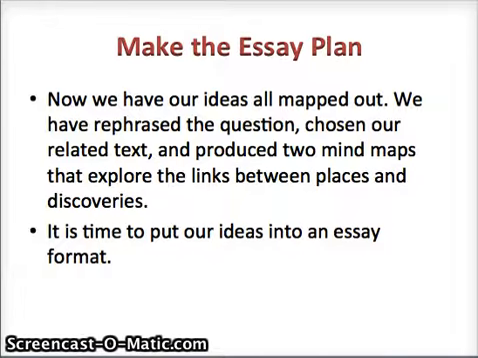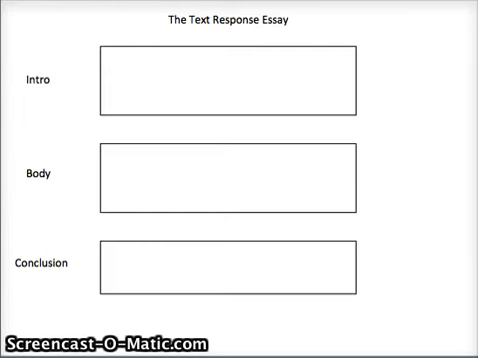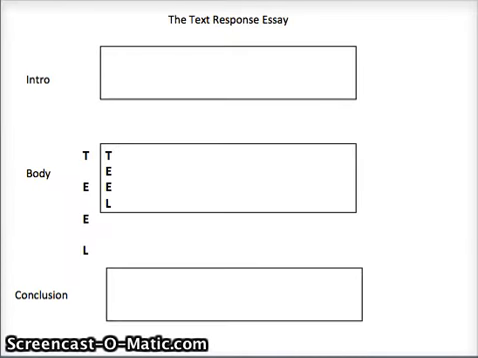The next thing we do is make an essay plan. Now we have all our ideas mapped out, we have to rephrase the question, and we've chosen our related text and produced two mind maps that explore the links between places and discovery. It's time to put our ideas into an essay format. This is what our text response essay will look like. It will have an introduction, a body, and a conclusion.